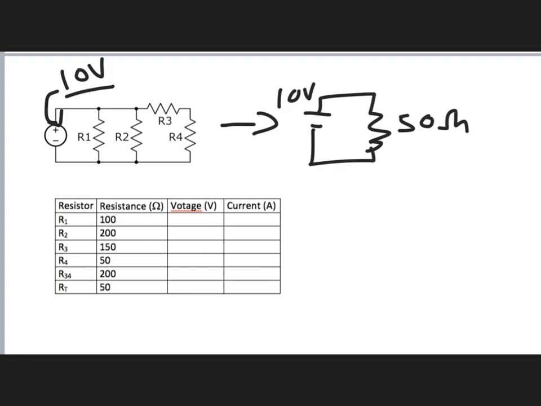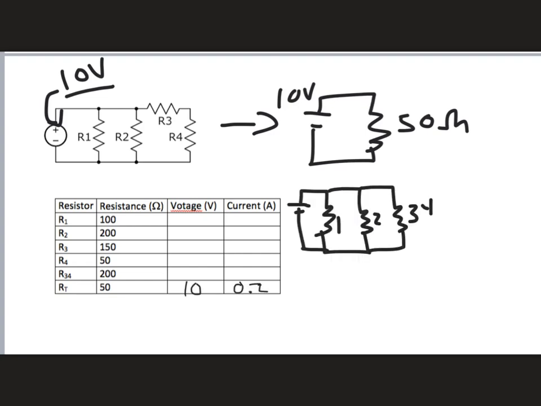So what do you do? You go back to the previous circuit. So I've drawn the previous circuit where I had R1, R2, and R34, and these are resistors that are connected in parallel. And so we know that resistors in parallel see the same voltage. And so that 10 volts is going to be the same for R1, R2, and R34. So I can plug 10 volts into R1, R2, and R34, and that lets me solve for the currents in those slots as well.